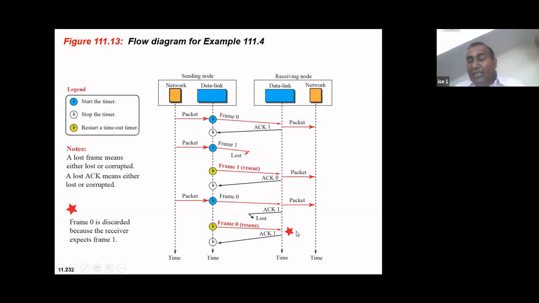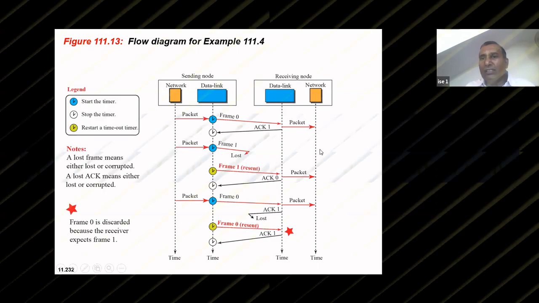In the previous diagram, that discarding did not happen. The same copy of the packet was accepted. Two copies of the same packet were accepted in the previous method. So acknowledgement 1 means I have received frame 0. Now send me the packet whose sequence number is 1. So this is stop and wait. Here a frame is sent, and we stop and wait for the acknowledgement to come. Once the acknowledgement comes, it sends the next frame. So this is how the whole thing works.